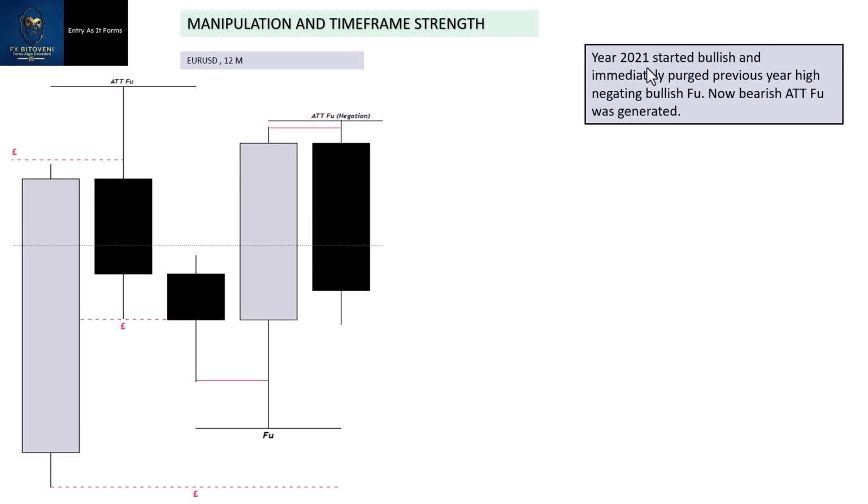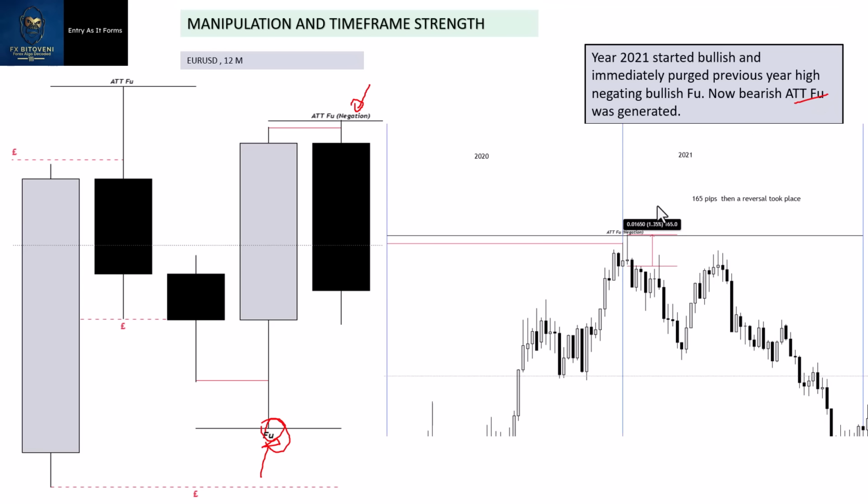So year 2021 started bullish and immediately purged the previous year high, negating the bullish FU. Now a bearish anti-FU was generated. So this one purged and created negation. Negating what? This FU. So if this one is negated, then this becomes liquidity. Then the anti-FU was generated. So on what time frame? Weekly. This is the move. This one was formed here.